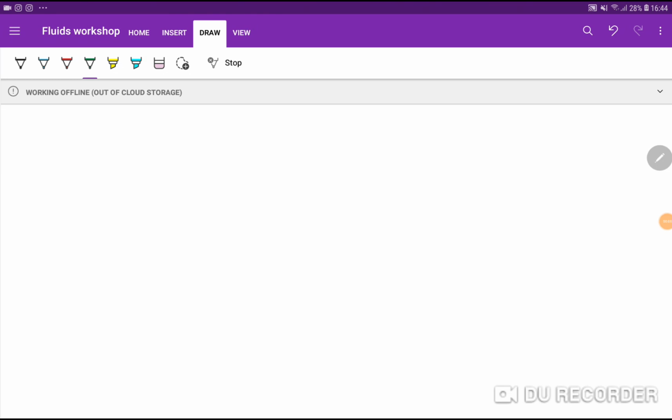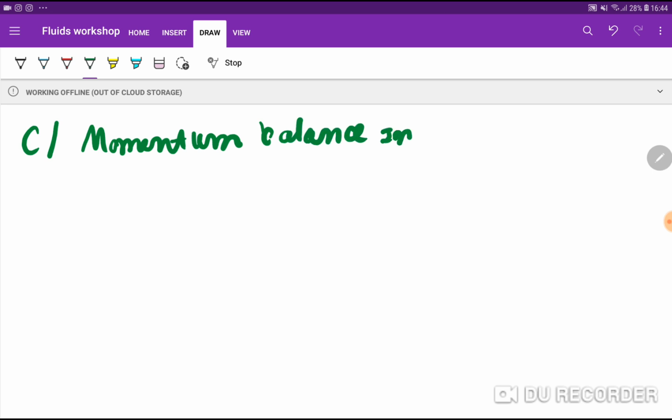So problem C, they ask for the momentum balance in the axial direction, right? So let me write down. Momentum balance in the axial direction. What is the axial direction? It's the Z direction. Okay, I wrote a 7, that's why I need to delete.